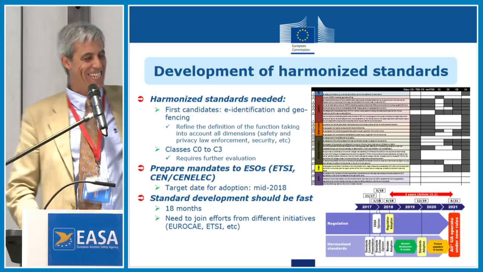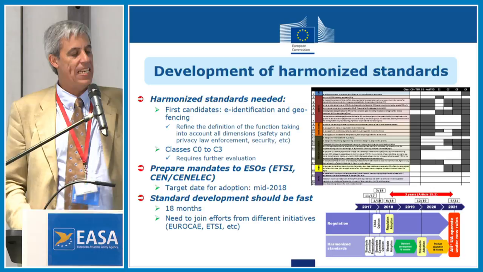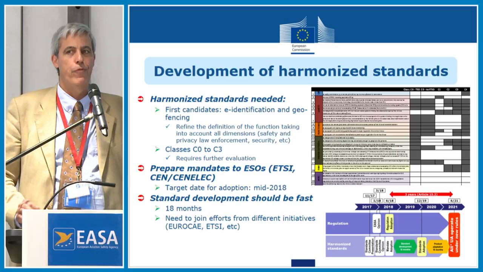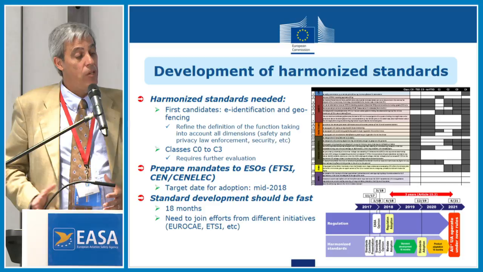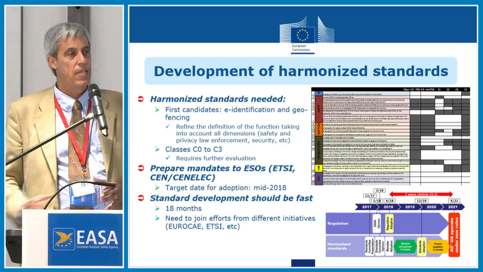So we see that in the appendix one, we have a number of requirements. We see, in any case, the need for a harmonized standard on identification and geofencing or geoinformation, as I think César mentioned, which is more correct probably, but eventually for all the other classes as well. So we will have from now on, through the end of the year, to work on the preparation of the mandates. That means also probably in some cases refining the requirement.